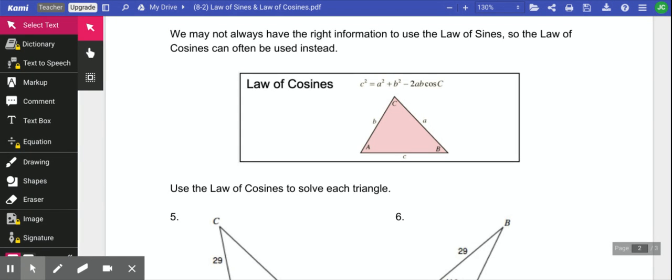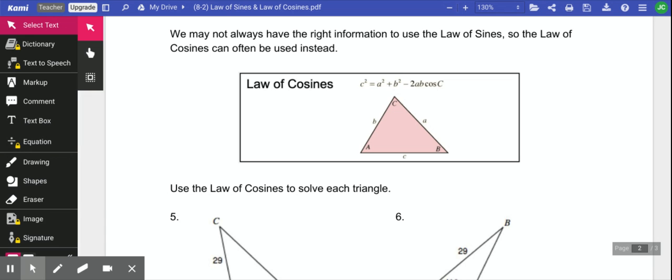I mentioned in the last lesson that we may not always have the right information to be able to use the law of sines. If you don't have an angle and a side that you know, the law of sines is not going to work. So if that's the case, we can use the law of cosines instead.